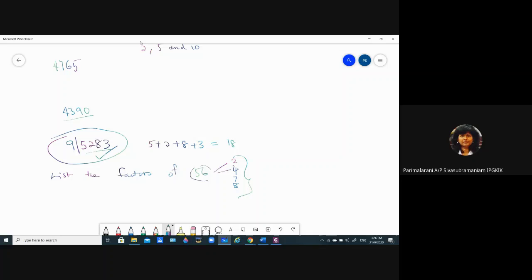So very quickly we can find the factors for a number using the divisibility rule, especially if the number is quite small. Okay, so this is the function of divisibility. Madam, does the factor also involve the number itself?